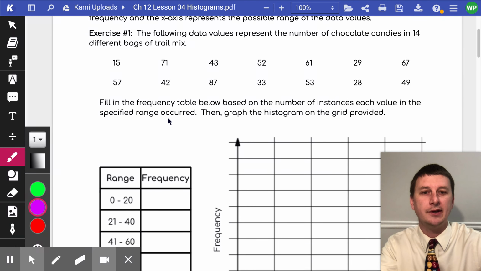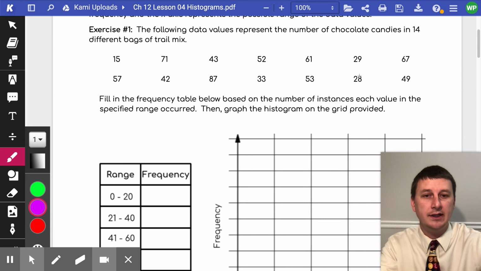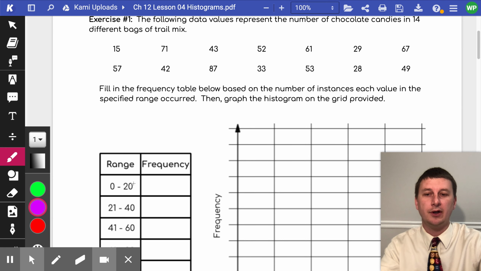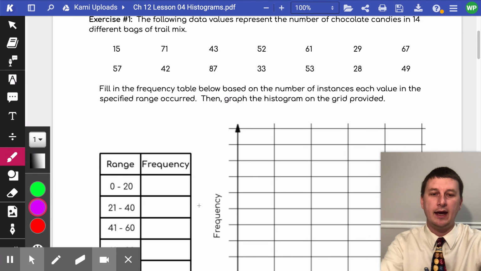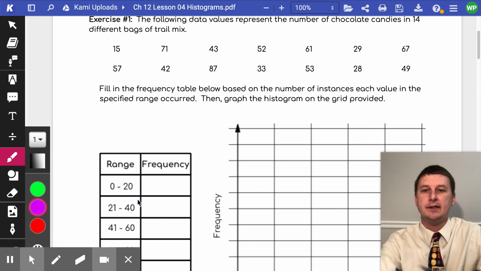The following data values represent the number of chocolate candies in 14 different bags of trail mix. So we have 14 different data points in this data set, and it says to fill in the frequency table below based on the number of instances each value in the specified range occurs. Then we're going to graph the histogram on the grid provided. First we're going to see how many values we have from 0 to 20. That's thing number 1. So let's take a look.